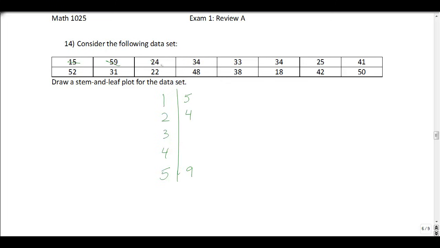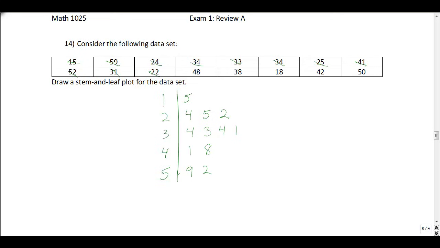24, 2 and 4. 34 is 30 and a 4. And now 33, I'm going to do 30 and then just put the 3 there. Another 34, I'm going to put another 4 there. 25, I'm going to put a 5 there. 41, I'm going to put a 1 there. 52, I'm going to put a 2 there. 31, I've got a 1 here. 22, I've got a 2 here.